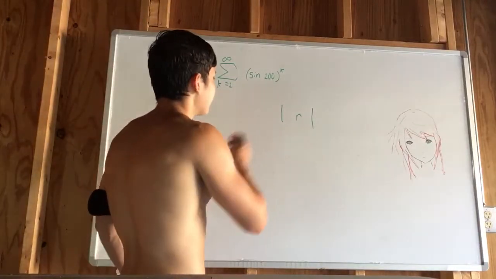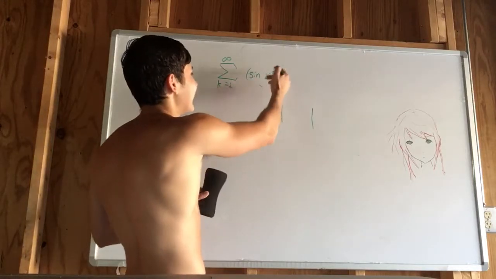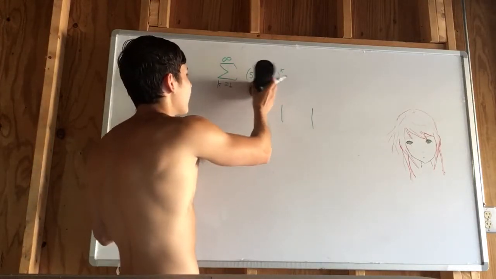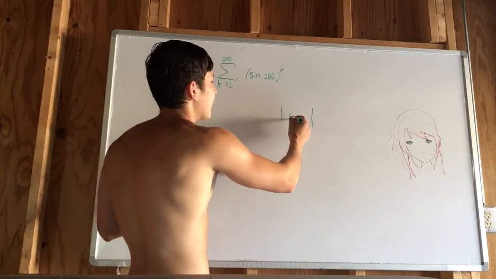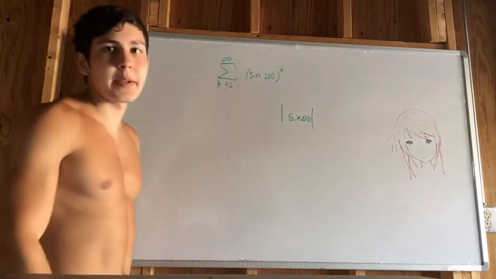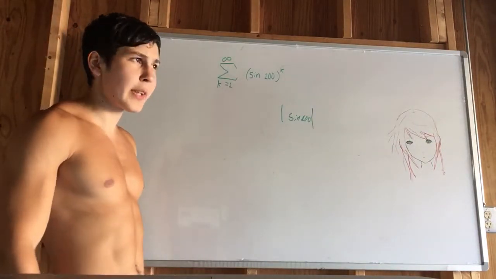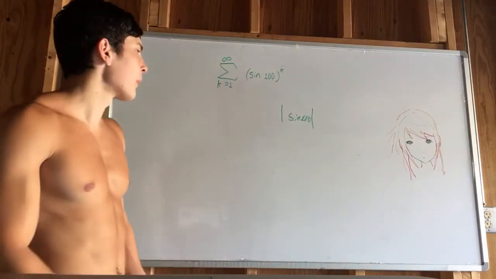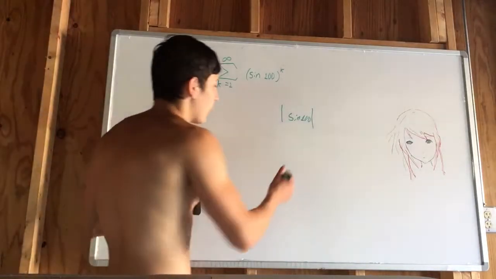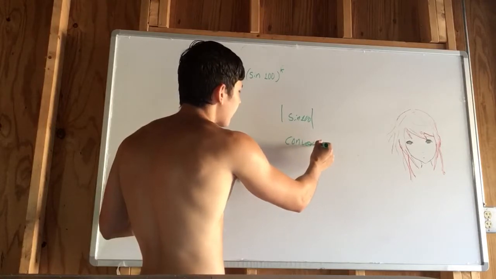So in this case, our common ratio is sine of 100 because that's what's being taken to that exponent. We don't have to do anything to it. If you actually evaluate sine of 100, it's like 0.98 something. So that's actually less than 1, and since it's less than 1, this is going to converge.